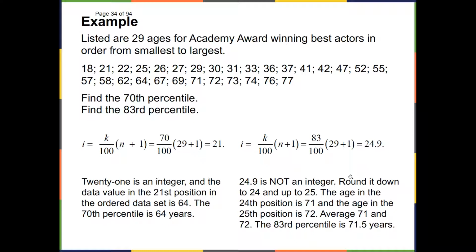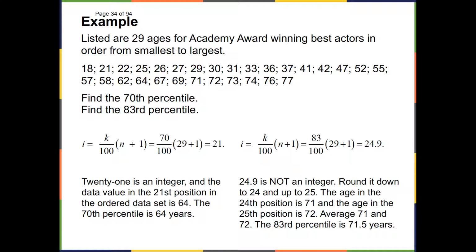Over here, we've got the 83rd percentile, so 83 over 100, times 29 plus 1, gives us 24.9. Now, the problem with this is that 0.9 is not an integer, right? Because how can I find the 24.9th position? That's what integer means, position. So now I have to round it down. I'm going to round it down from 24.9 to 24. So now I need to find the 24th position, and that's going to be 71.